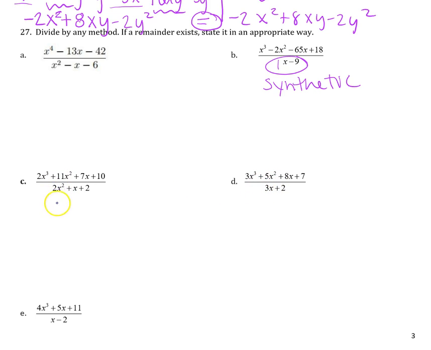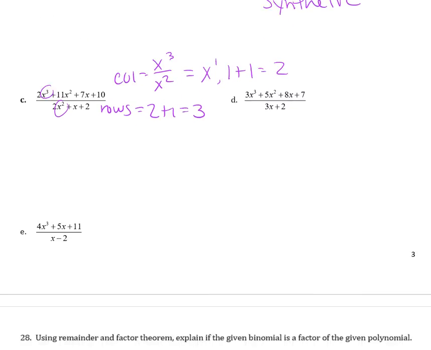This one is a quadratic because I have 2x squared plus x plus 2. This is where you're going to use your tabular. And just remember that when you're setting up columns and rows, the rows is always equal to 1 more than the degree of the divisor. So rows is going to equal 2 plus 1, which equals 3, based on this example. And the columns are going to be equal to x cubed divided by x squared, which gives me x to the first, and 1 plus 1 equals 2. So just for your setup and just in general, make sure you're filling in terms and all that stuff. So check the answer key for those. You guys are pretty good on those, though.